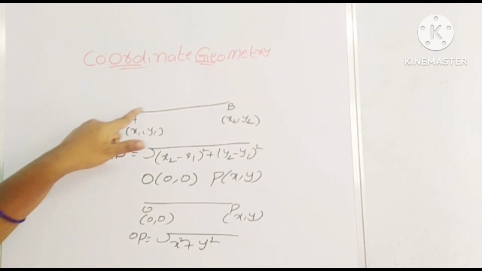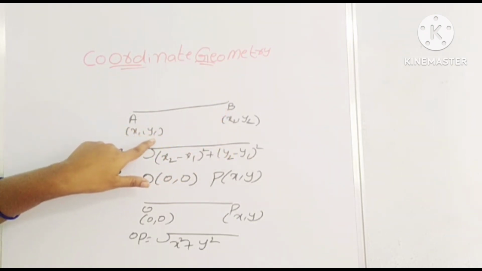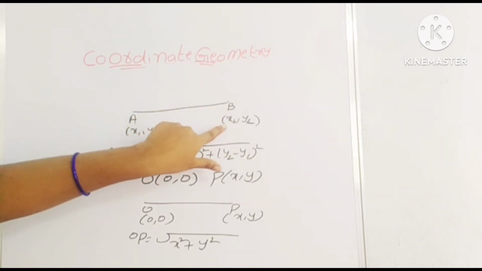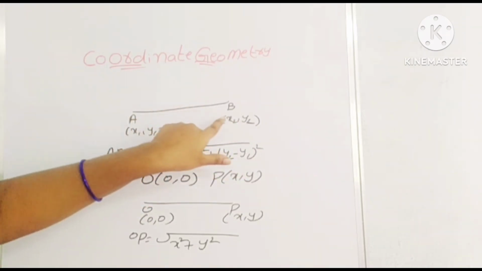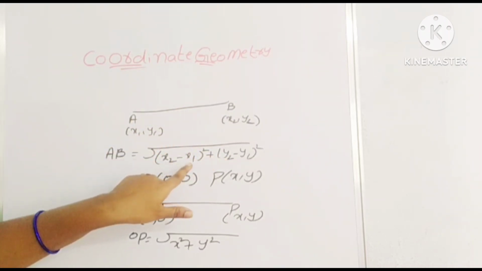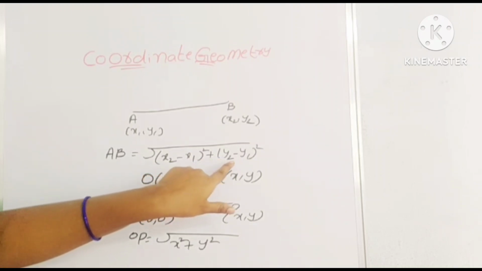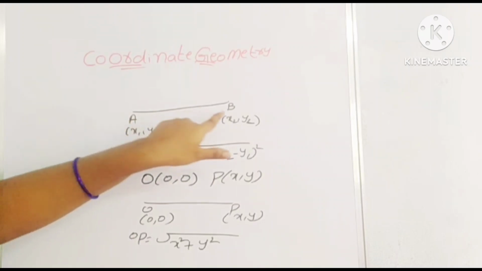Here I have to draw one line segment with the point A, x1 comma y1 and the point B, x2 comma y2. So AB is square root of x2 minus x1 whole square plus y2 minus y1 whole square. This is the formula for the distance between those 2 points A and B.